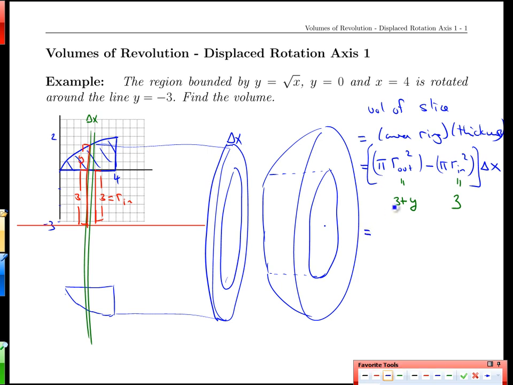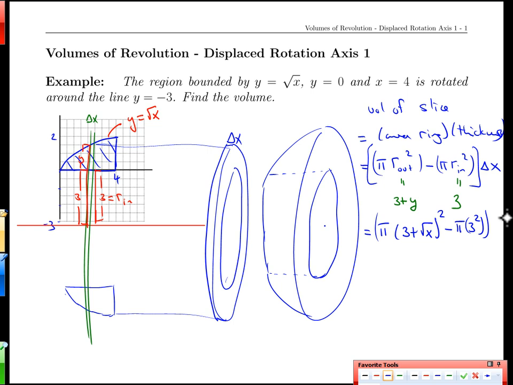And so we can write that down, but we also note that this curve is given by y equals root x. So if we want the y-coordinate expressed in terms of x, on this boundary up here, we're going to replace the y with root x. So here's how it works out. Instead of 3 plus y, it's 3 plus root x, still squared, minus pi times the inner radius, which is always 3, that's squared, that entire thing, times delta x.